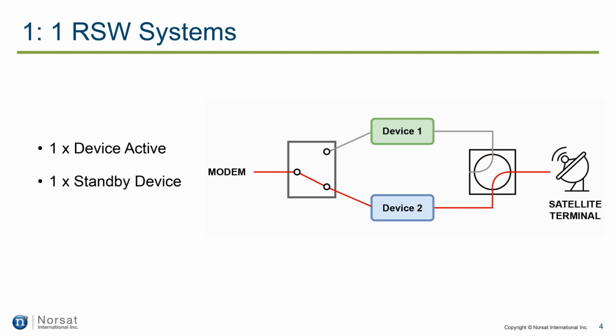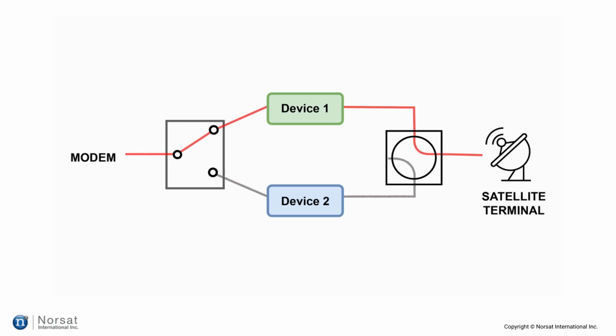Let's start by exploring RSW systems for low-noise block-down converters. LNBs are critical for receiving satellite signals, and their failure can disrupt communication. RSW systems for LNBs come in several configurations. As you can see on the screen, in the 1-to-1 configuration, a single LNB is backed up by one redundant LNB. If the primary LNB fails, the system automatically switches to the backup. In both configurations, the RSW system ensures that signal reception remains uninterrupted, even if an LNB fails.